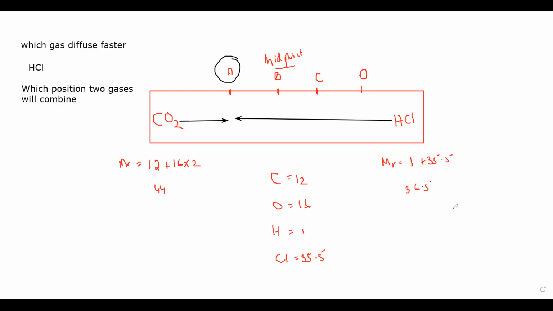HCl is 36.5, so it means it will move faster. And this is 44, so it will move slower. So where will they combine? Near the heavy gas. So A is the right answer.